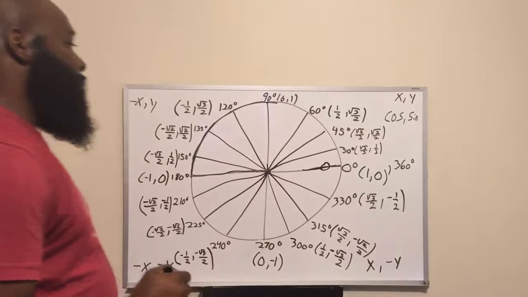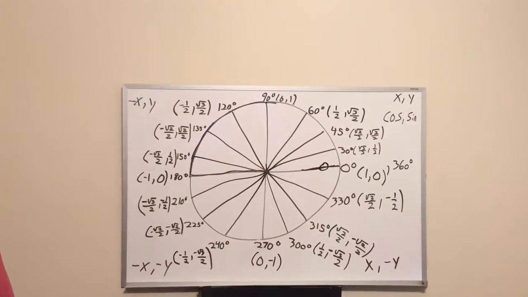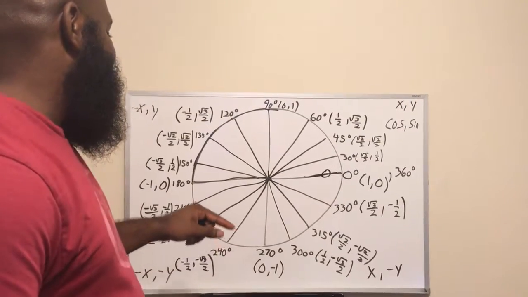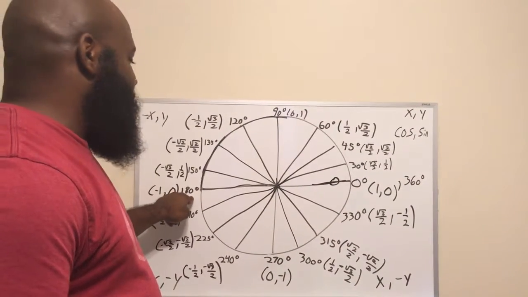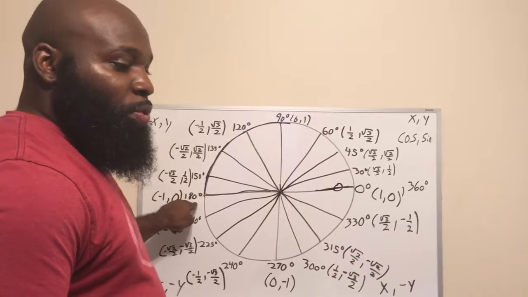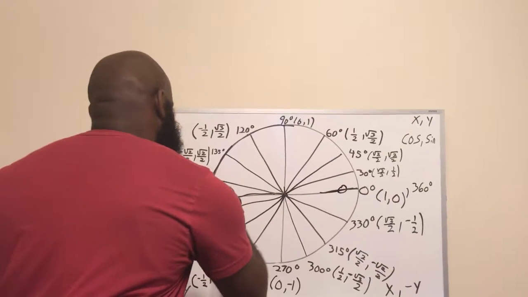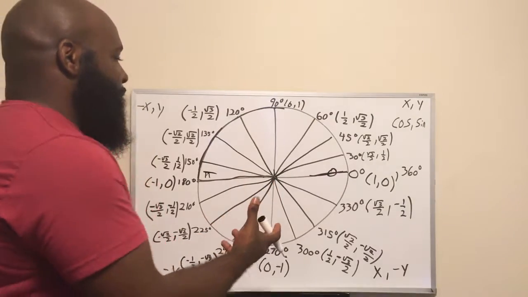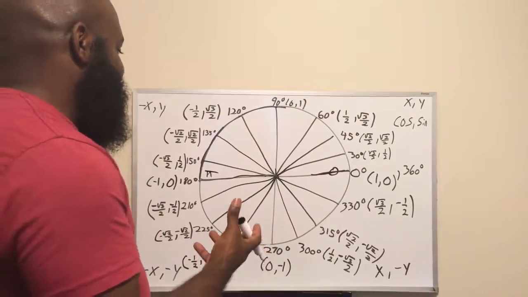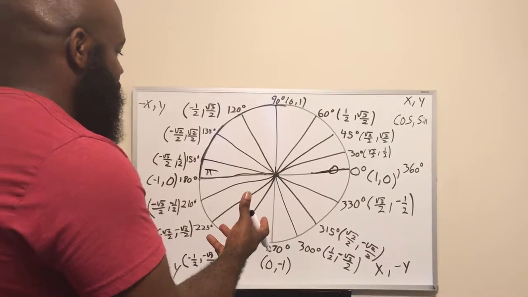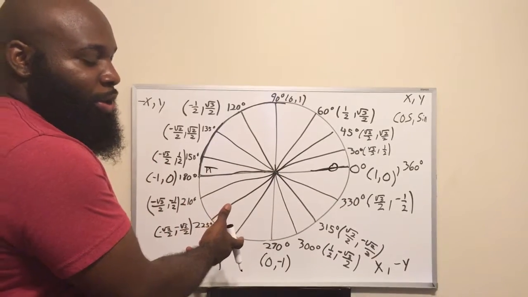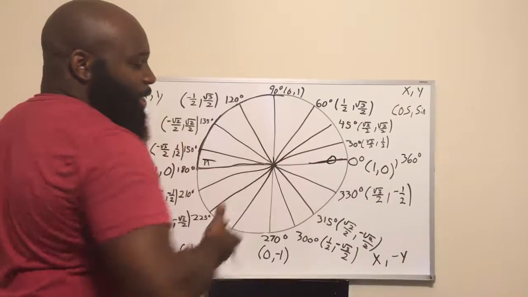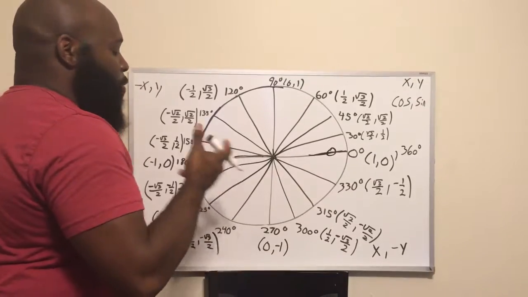And the thing that we want to understand is at 180, we have what we call pi. But as far as radians, pi is basically 180 degrees. So therefore, when you think of these radians, we're thinking over 180.